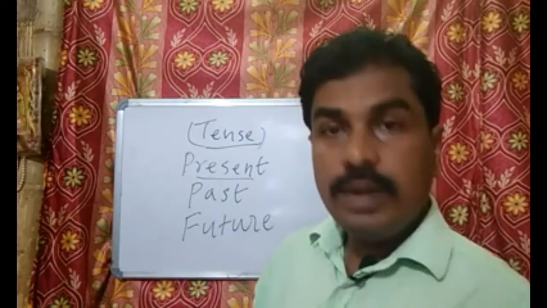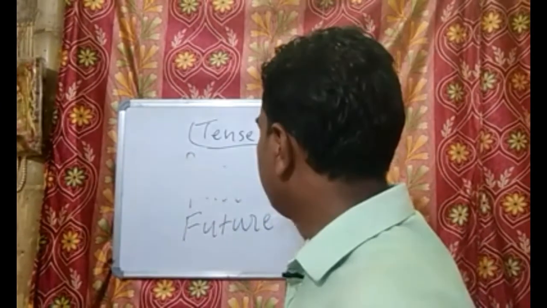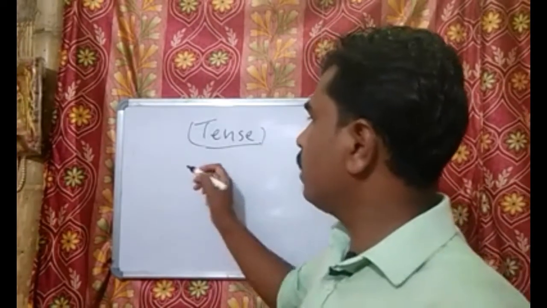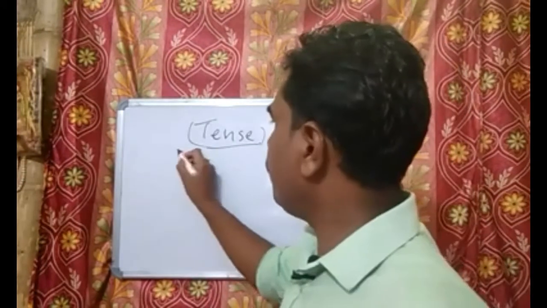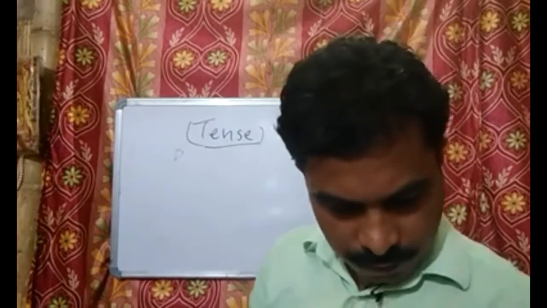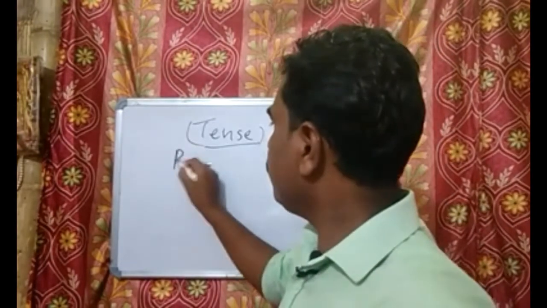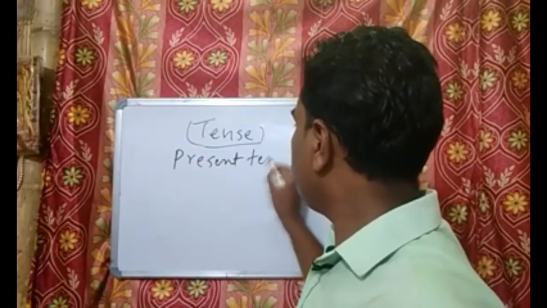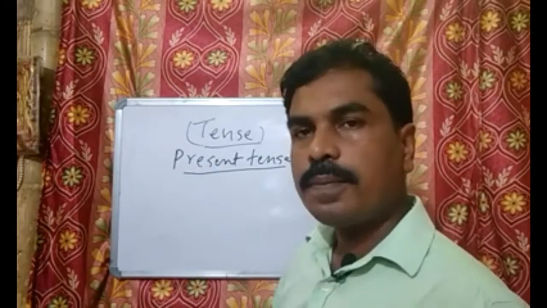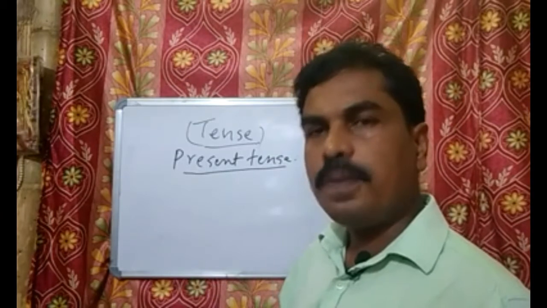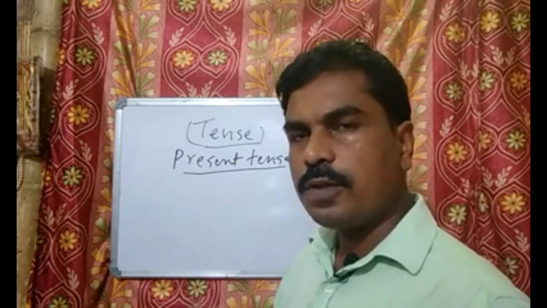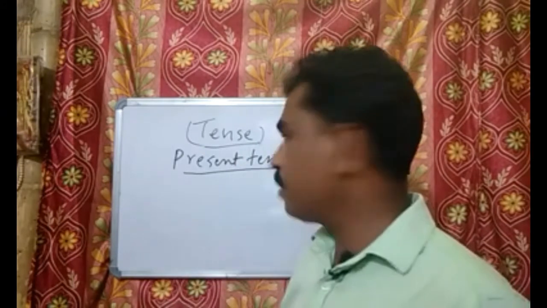Now students, let me tell you, each tense has got four different forms. How many forms? Four different forms. First of all, let us come to the present tense. As I told you, every tense has four different forms. We have the indefinite form, the continuous form, the perfect form, and the perfect continuous form. And this is for all the three tenses, okay? So 3 into 4, 12 forms of tenses we'll discuss here.